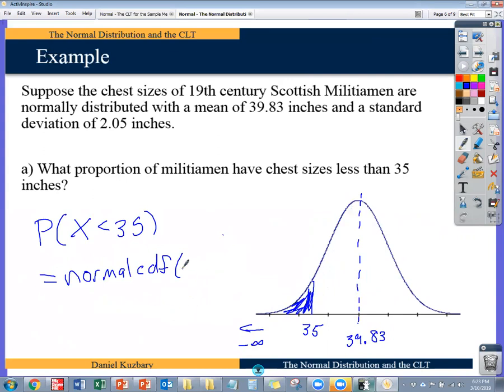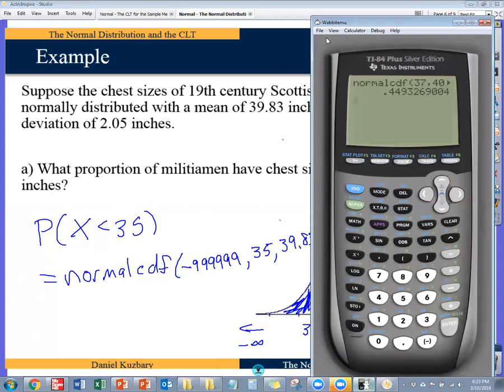Now we can get away with just typing a big negative value here to represent negative infinity. Not the same thing, but I like to just do that. I like to just pick a bunch of nines, put a negative in front of it. That's a huge negative number, and that represents my left boundary, that I'm going all the way to negative infinity. Again, they're not the same thing, but that's the best I can do. And you can go bigger, you can add more nines, but that's the best you can do. The right boundary is going to be 35. The mean is 39.83, and the standard deviation is 2.05. You put in your calculator just like that, you'll get a nice answer.